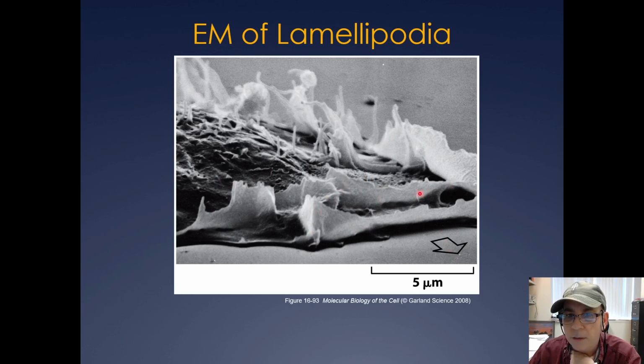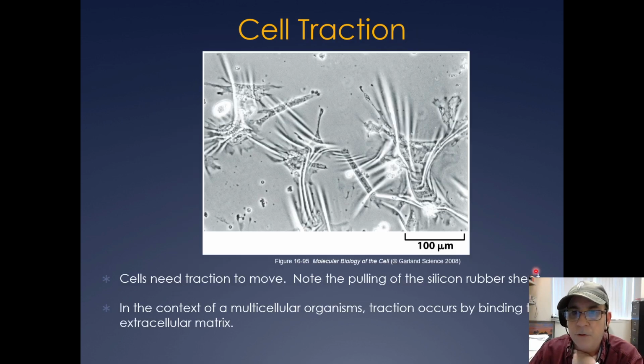You can see these great little leaflets that are protruding out, and they'll reach down and attach. And this leads to cell traction, right? The attachment molecules, which we'll cover later when we talk about the extracellular matrix, can attach to a surface and pull. If you put down a silicon rubber sheet and put some cells on it, they'll have traction and pull, and you can see them pulling by the wrinkles occurring in the sheet.